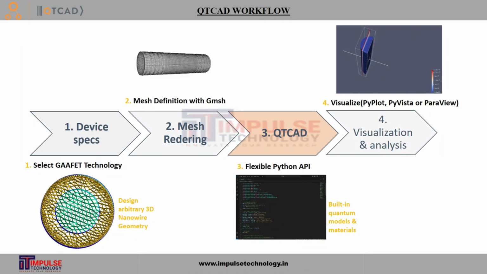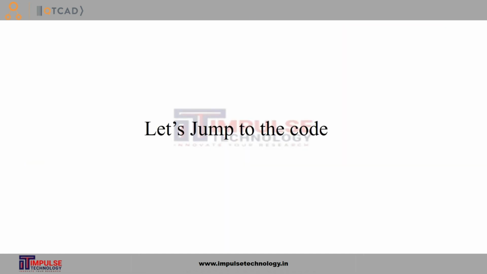Let's talk about the workflow of the QTCAD software. First, we create the device specification, where we create the geometry of the device, shape, and dimensions. After that, we create the mesh with Gmsh software. After that, we run QTCAD, where we define material, doping, and solver. After that, we analyze the results using PyPlot, PyVista, or ParaView. Let's jump to the code.